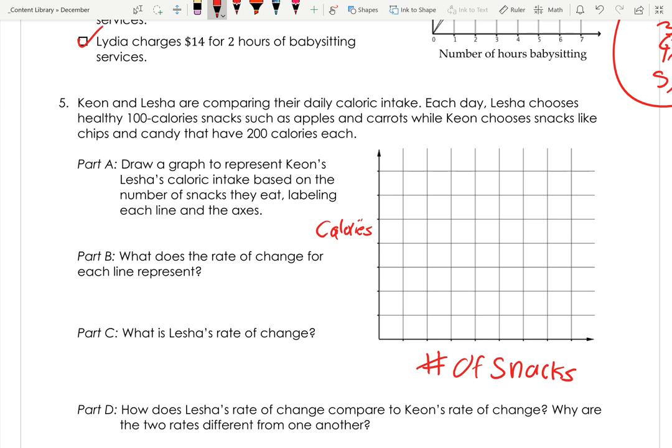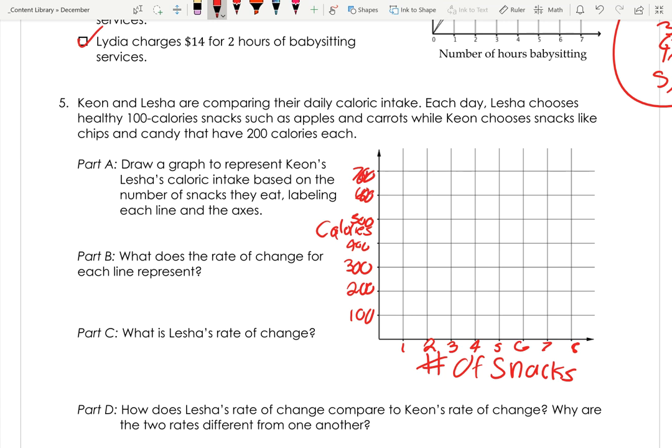Because essentially what we're talking about is 100 calories per snack, 200 calories per snack. It's the calories per snack, essentially calories being that change in y, and number of snacks being that change in x. So let's label these. Let's label 1, 2, 3, 4, 5, 6, 7, 8, that many snacks. And then we'll go by calories as well. We'll say 100 calories, 200 calories, 300, 400, 500, 600, and 700.